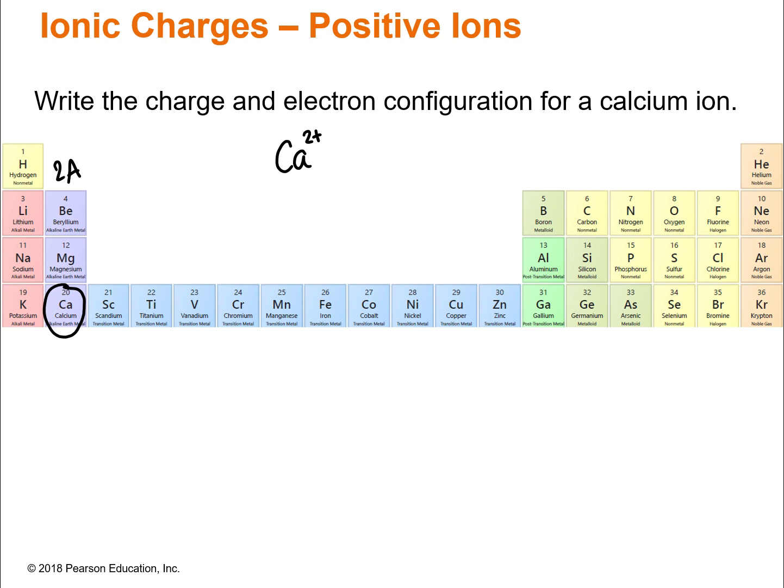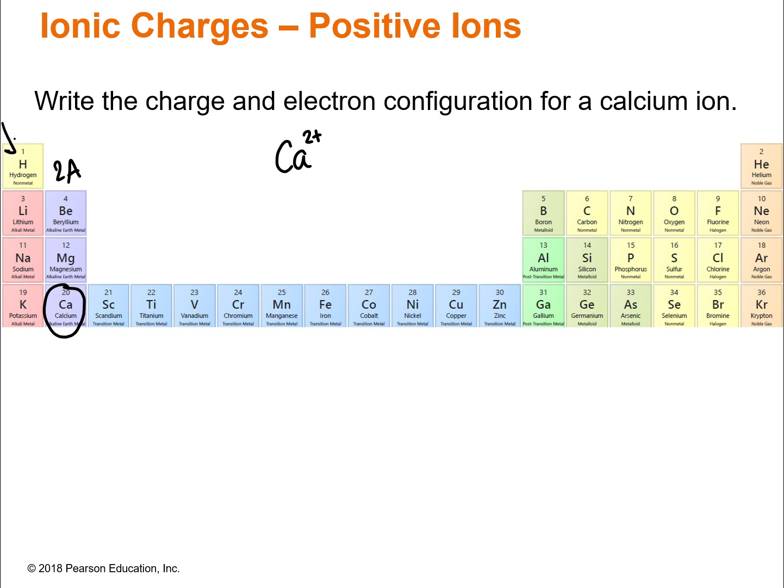So take a second, pause the video, and try writing out the configuration for calcium. At this point, I don't even care if you do it for the ion. Just try it for calcium. We're going to write it for the ion, but you can write it for just plain old calcium if you want to. So here we go. Calcium, the ion, has lost 2 electrons. It's lost its valence electrons.